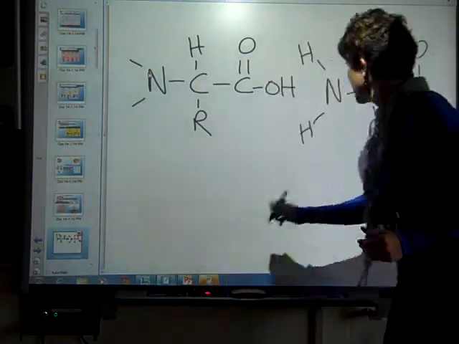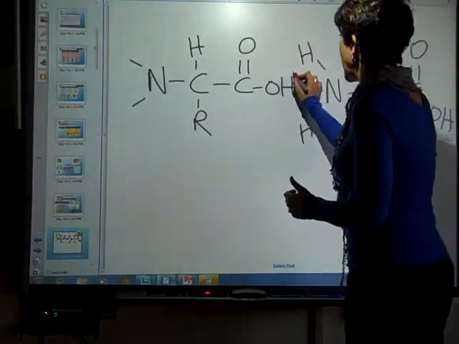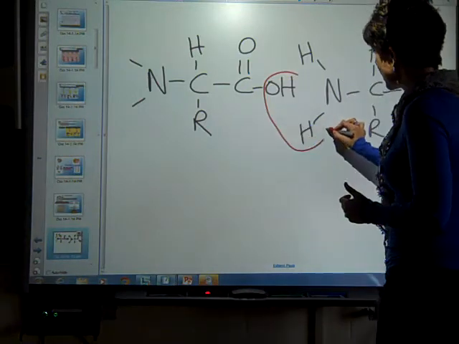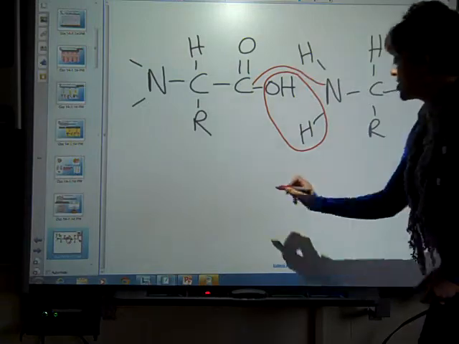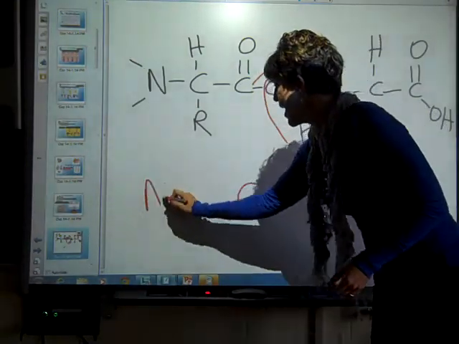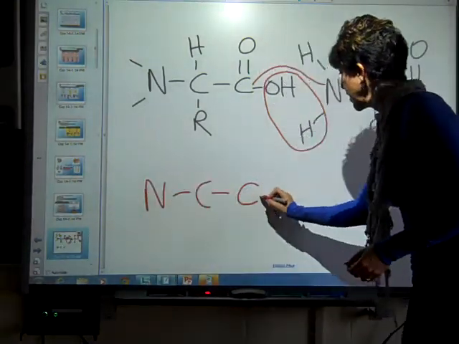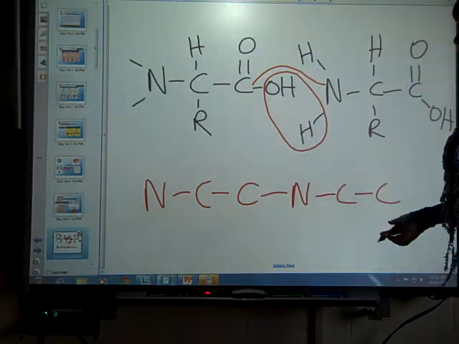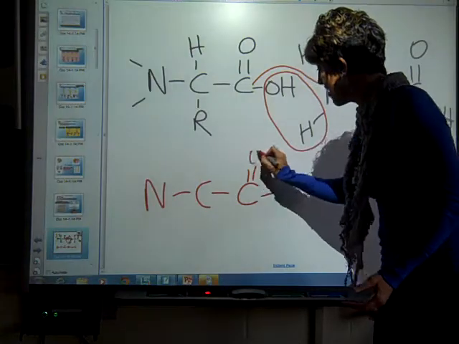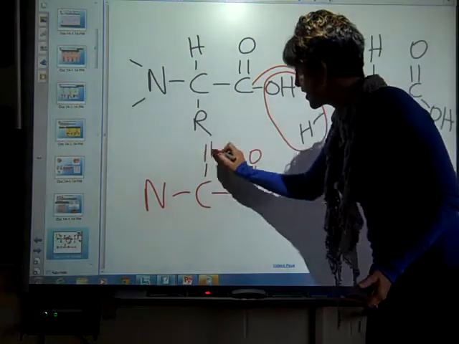Dehydration synthesis means I am going to take an OH off one and an H off the other. I now have a spot for a bond. So the C, it's going to go N, C, C, N, C, C. And I can attach all the other things. This carbon is still going to have a double bonded O. This is still going to have an H.